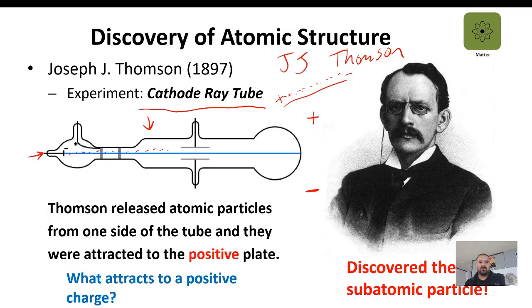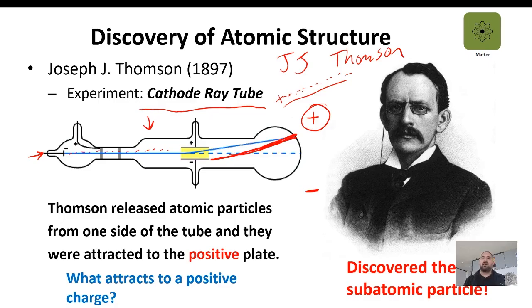What he noticed, and I know this thing keeps moving, but it shouldn't move, was that the particle that was running through the cathode ray tube was attracted to the positive side. If it's attracted to the positive side, what kind of charge does the particle in the cathode ray tube have? It's got a negative charge.